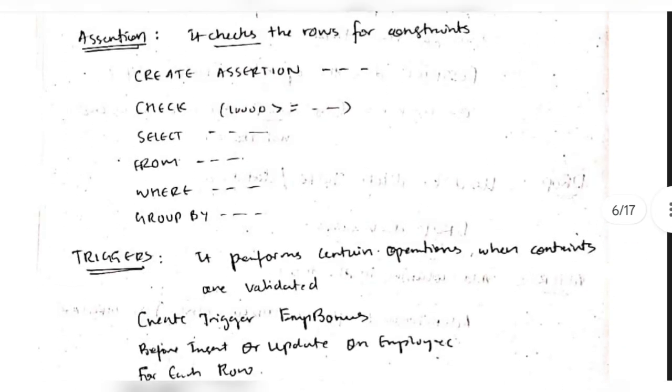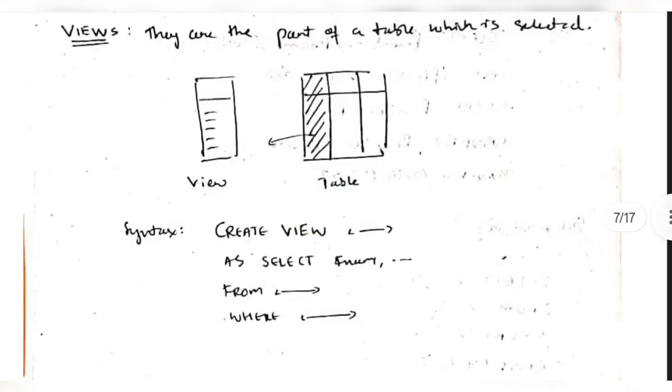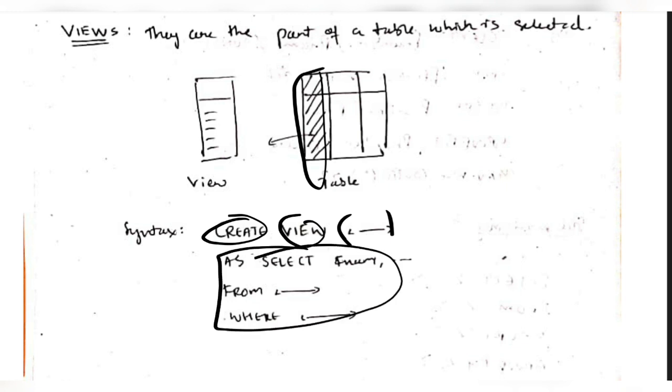Assertion will check the value, meaning check for the constraint, and trigger will do some operation if the constraint is true. And views are nothing but a small part of the table. To create a view, we will use create view, then the view name, and after that the select statement.